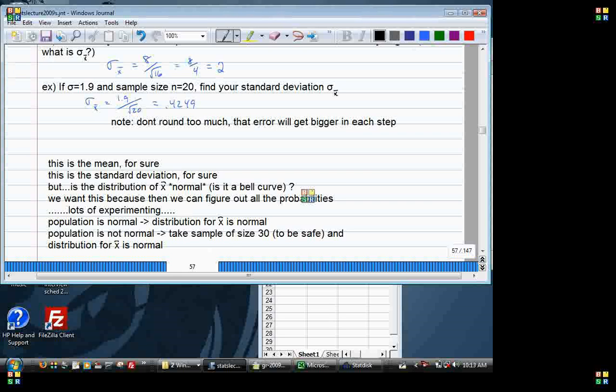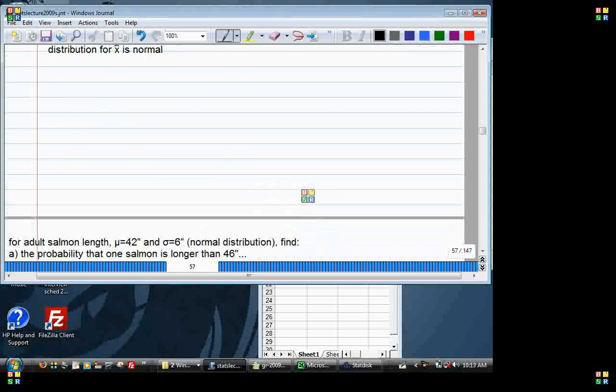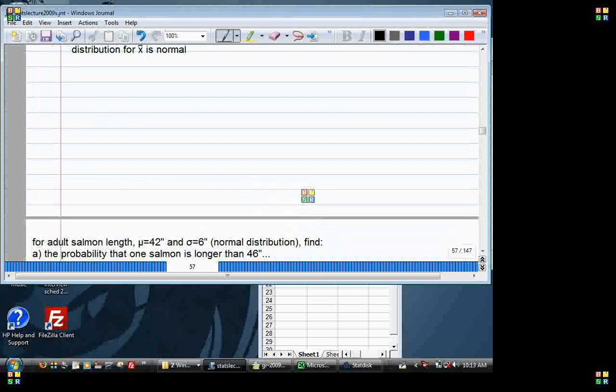So, how is this important or useful? Let's now see how this applies to a problem. All right. So first, let's say that for adult salmon length, the average mu equals 42 inches, and the population standard deviation sigma is 6 inches. And let's assume that we have a normal distribution.